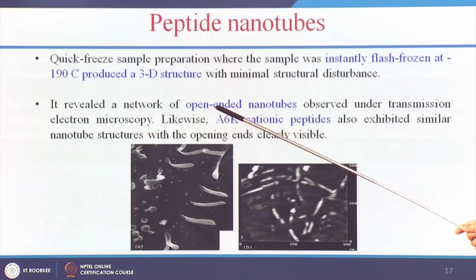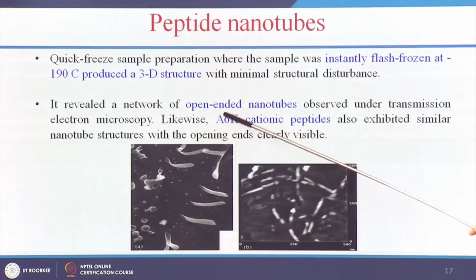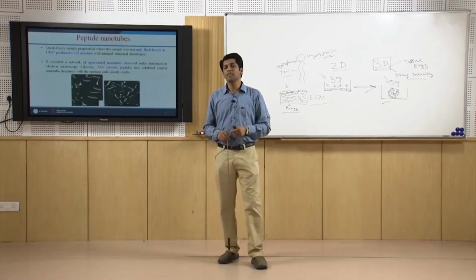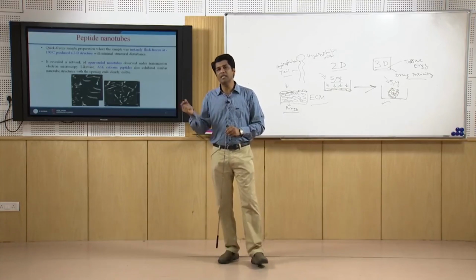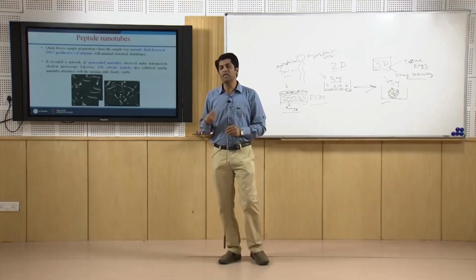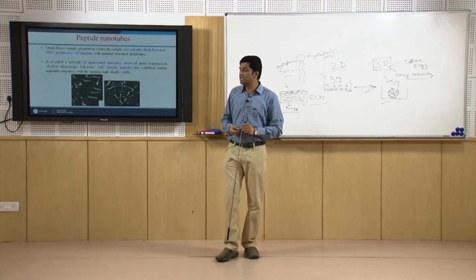And again we can also make cationic peptides using this A6K. We can make cationic peptide tubes. What is the advantage of having cationic peptides? They have a positive charge, and you know that cells and DNA are negatively charged, so they can easily combine, and it can be useful for delivering DNA, or also for delivering drugs to the cells. So that is the advantage.